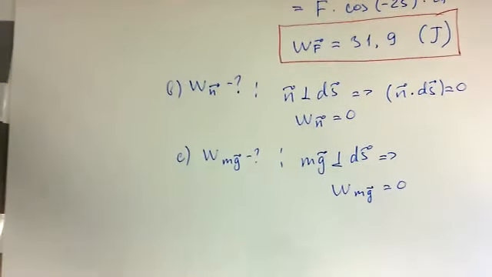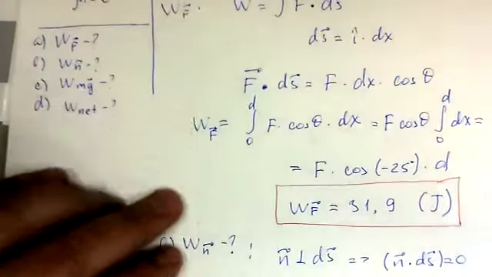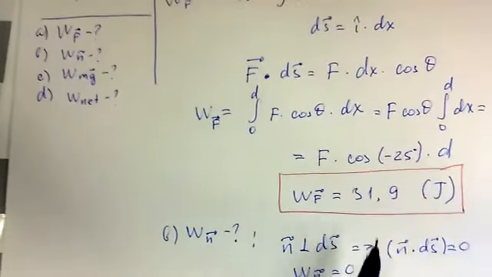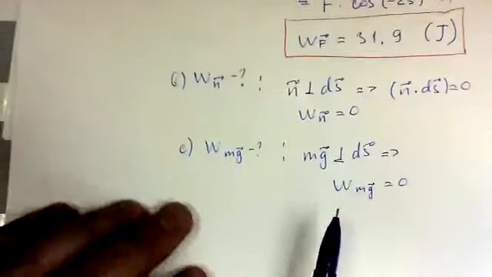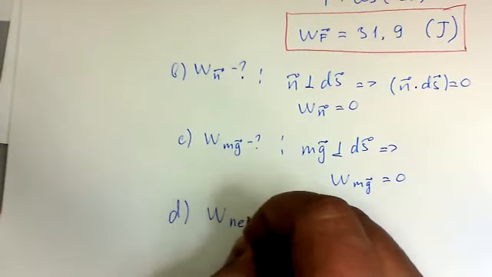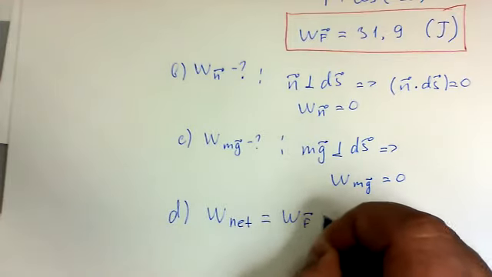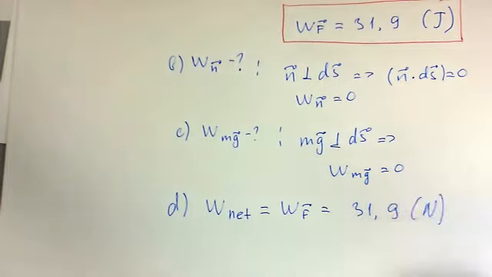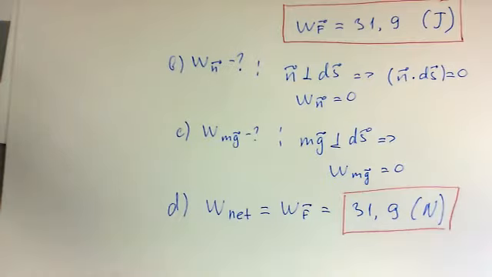So in the final part of the problem, we have to find the work done by the net force. We analyzed all the forces exerted on the object here. Because there is only one force that does work here, the work done by the net force equals the work done by the applied force, and this is equal to 31.9 joules. So that's the answer for part D of the problem.